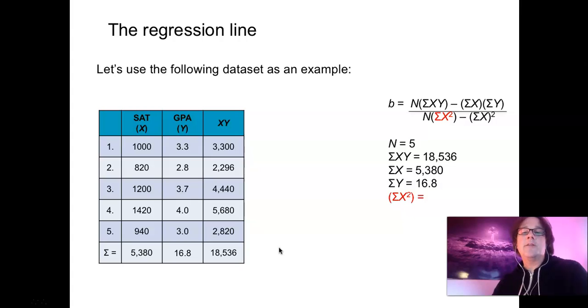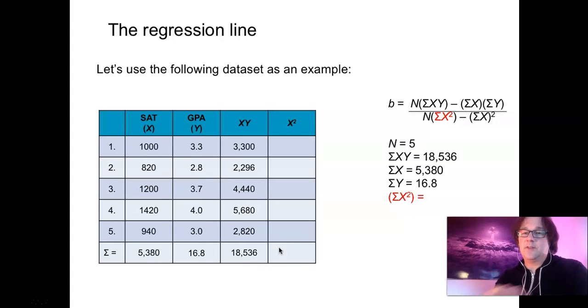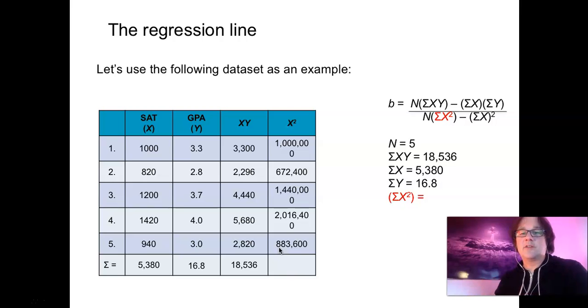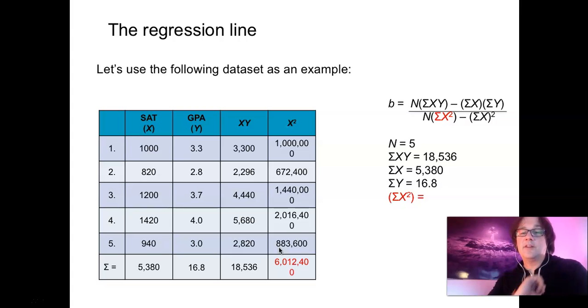So the next term that we need is the sum of x squared. Well, we didn't calculate that already. We're going to have to come up with a new column, and we're going to have to square all of our x scores and then add them up, right? Looks like the column here got squished, but we square all of our x scores, and then we sum them up, and there you go. It's 6,012,400. That's a long number in there.